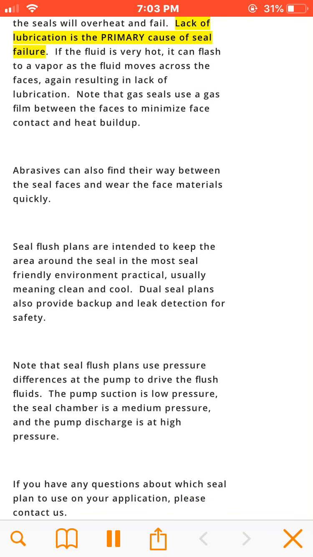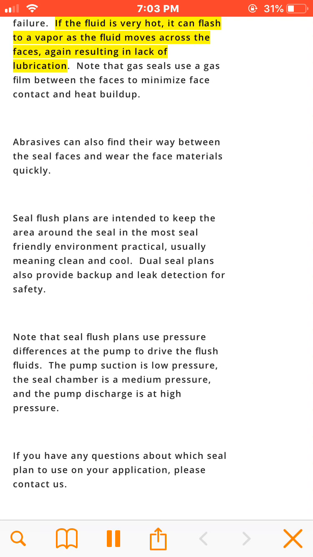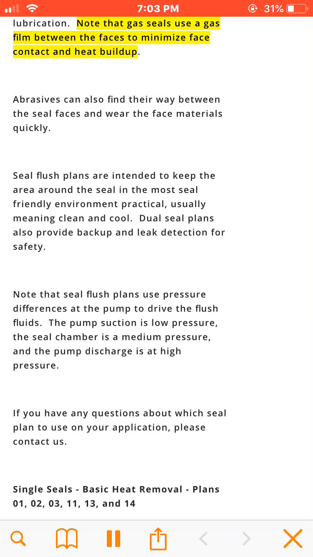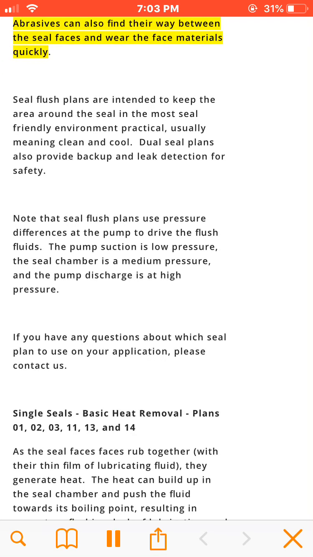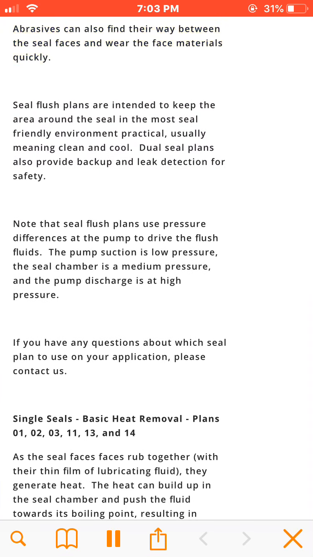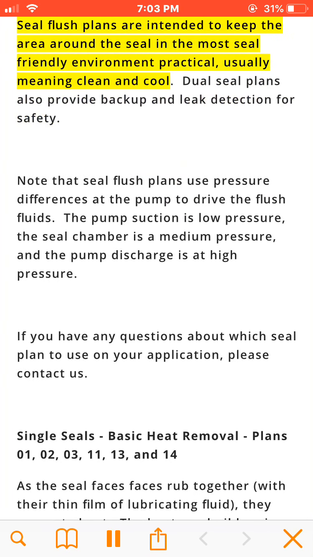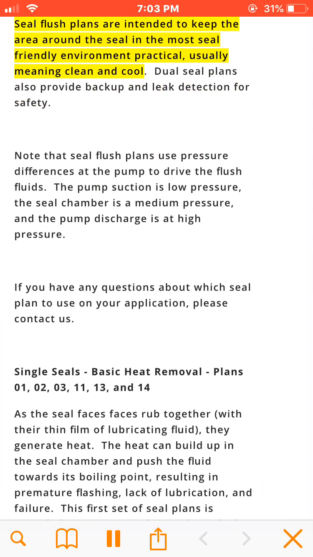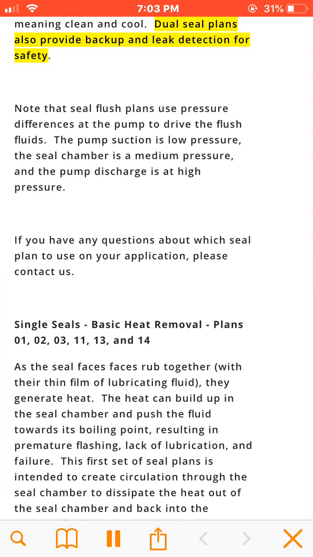If the fluid is very hot, it can flash to a vapor as the fluid moves across the faces, again resulting in lack of lubrication. Note that gas seals use a gas film between the faces to minimize face contact and heat buildup. Abrasives can also find their way between the seal faces and wear the face materials quickly. Seal flush plans are intended to keep the area around the seal in the most seal-friendly environment practical, usually meaning clean and cool. Dual seal plans also provide backup and leak detection for safety.